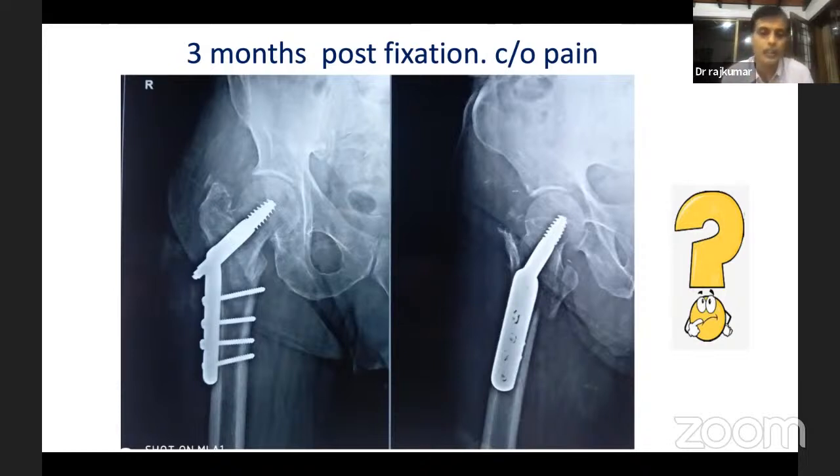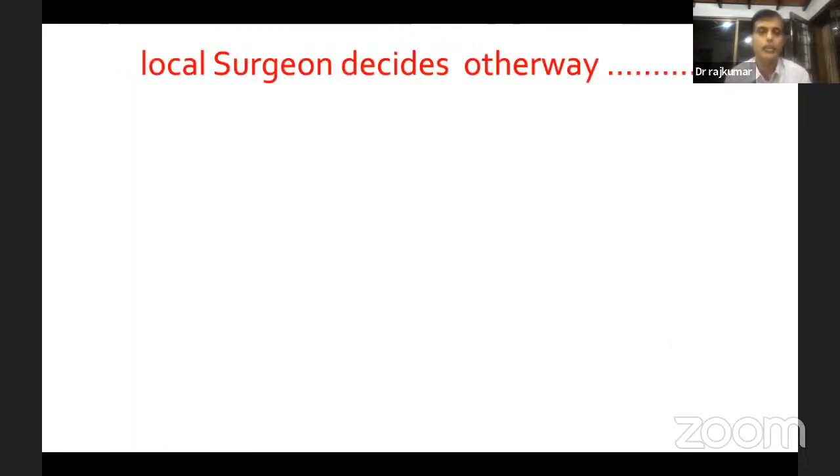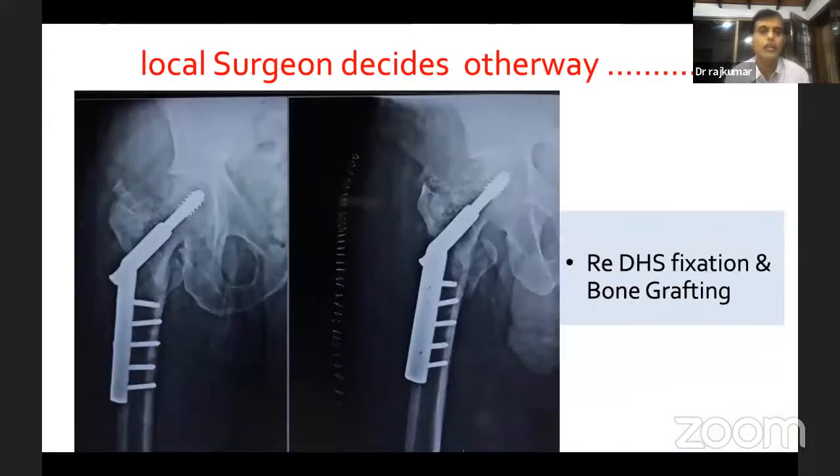No point in saying, for the sake of saying or to impress someone, I will try one more internal fixation. No. This is not a situation for internal fixation. Once again, why? Because of the old age and diabetes, you need to give him one straightforward surgery which will solve all the problems here. But what has happened? Another surgeon in India decided the other way. What did he do? He again did the DHS with a long plate and bone grafting.